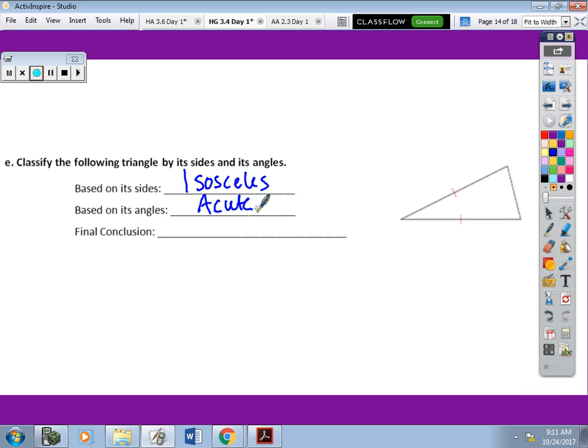Now, technically, you could call it an isosceles acute or an acute isosceles, but most of the time, they'll put the word acute first. I don't really care, though. So it would be an acute isosceles triangle.